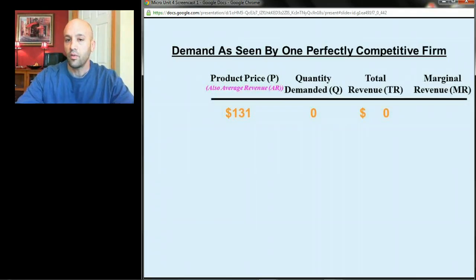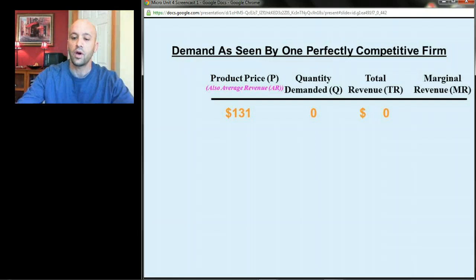Alright, well, let's think about what demand would look like and what these variables would look like for a perfectly competitive firm. Remember, a perfectly competitive firm is a price taker, maybe a price of $131. So in the first column, I have price, and I've also labeled it average revenue because they're the same thing. In the second column, I have quantity demanded, or different quantities that this firm might sell. Third column says total revenue. Fourth column says marginal revenue.